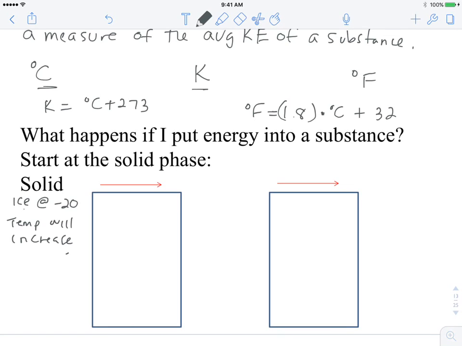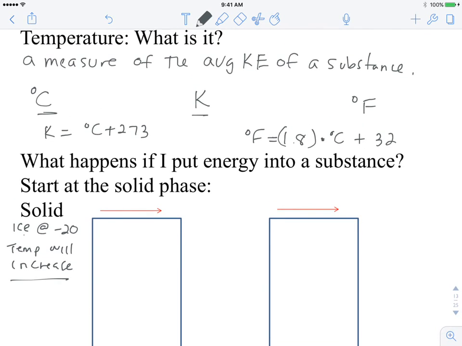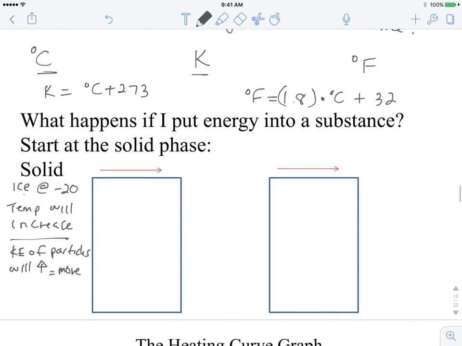As the temperature increases, since temperature is a measure of the average kinetic energy, the kinetic energy of the particles will increase. That means that they'll move faster. Now, as they move faster, they will reach a point at 0 degrees Celsius in which they will undergo melting.